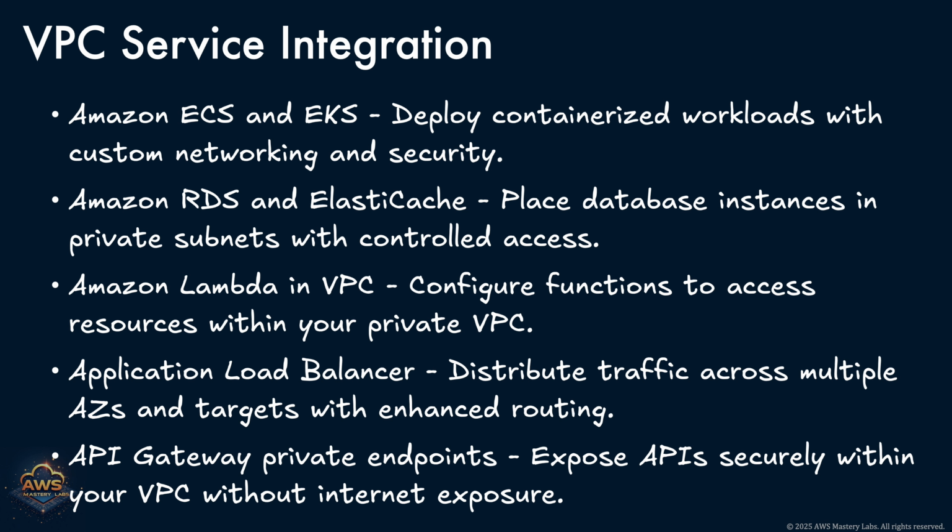Interface VPC endpoints play a crucial role in enabling private connectivity to AWS services like S3, DynamoDB, or third-party SaaS offerings, using private IPs within your VPC. By integrating services through your VPC, you establish network-level controls that enforce access policies and segmentation, improving both security and operational clarity. This integration forms the backbone of any well-architected AWS environment.